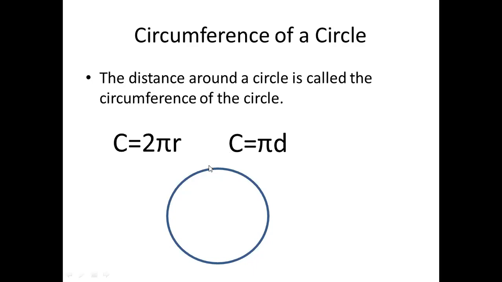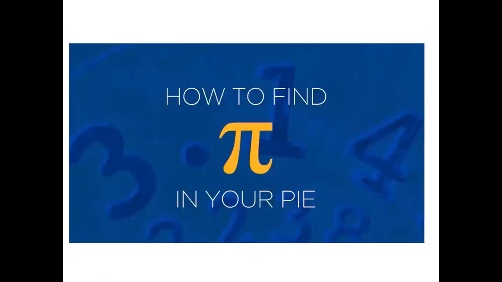So how can we find the length of this circle? Generally we use C equals 2 pi r, or C equals pi d. Why pi d and 2 pi r? They give the same result because we know that 2r is equal to d. That's why you can use both of them. Okay, let's have a look at some examples.